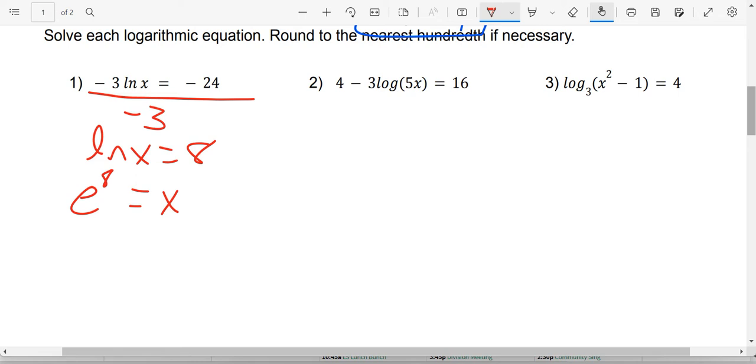e to the power of 8, you can throw that in your calculator. I don't need to know that decimal. This is the most exact answer.